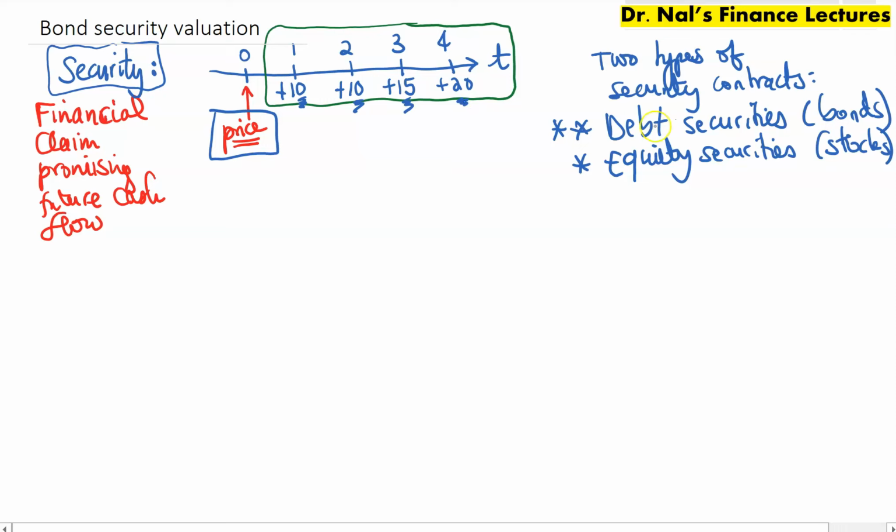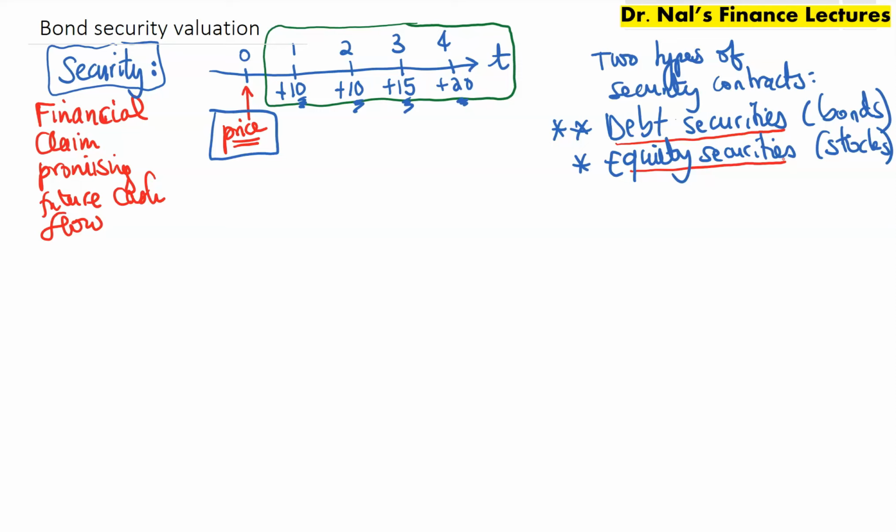So because we said there are two types of securities, in this video I want to talk about valuing debt securities, and in an upcoming video I will talk about valuing equity securities. And ultimately our goal this week will be to understand the sensitivity of bond security prices to different variables. Sensitivity of bond prices to changes in maturity, changes in interest rates, changes in coupon payments, and so on.